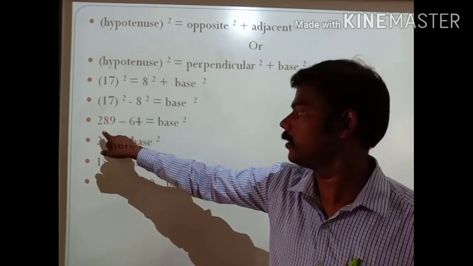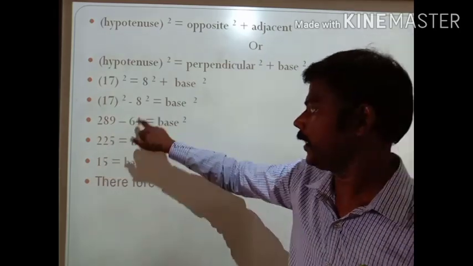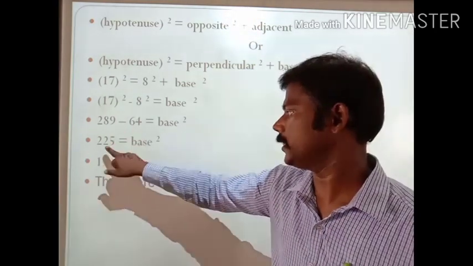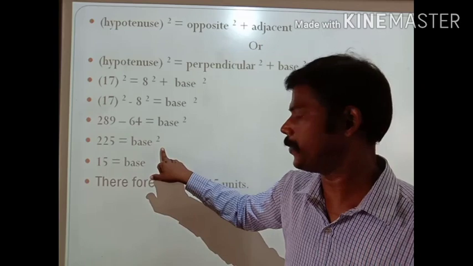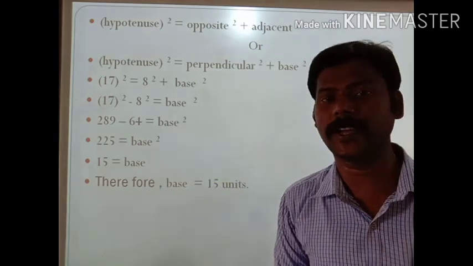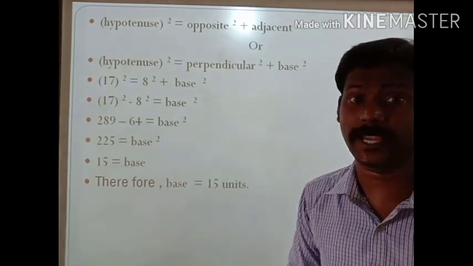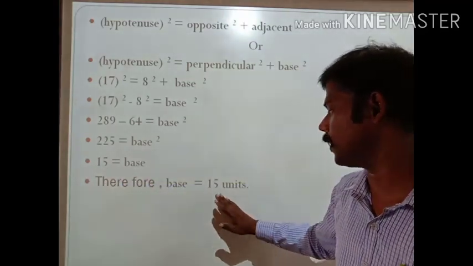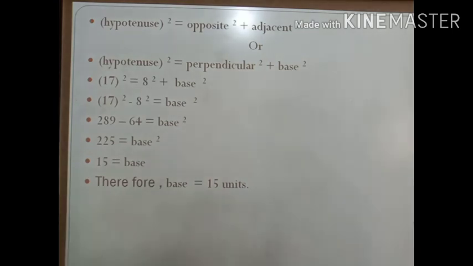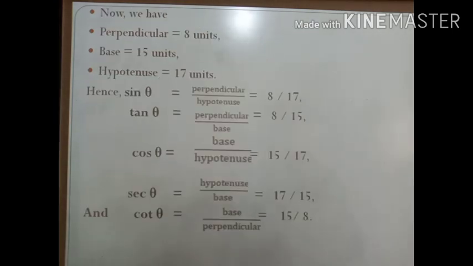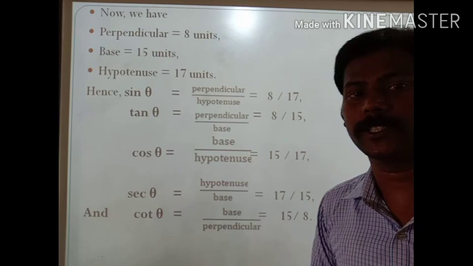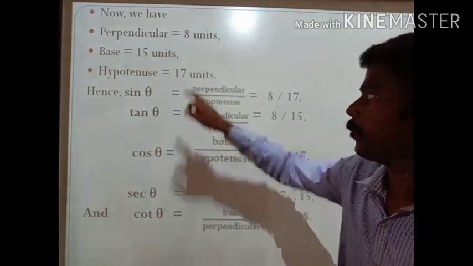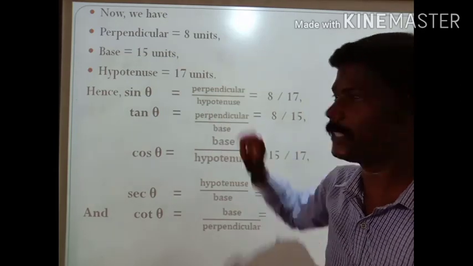17 square, how much, children? 289. 8 square, how much, children? 64, equal to base square. Now simplify this value. 225 is equal to base square. But actually we want the base value. Square root on both sides. Now base equals 15. So finally we got the base value, 15 units. Now we have three values, that means all three sides have values. Perpendicular 8 units, base 15 units, hypotenuse 17 units.